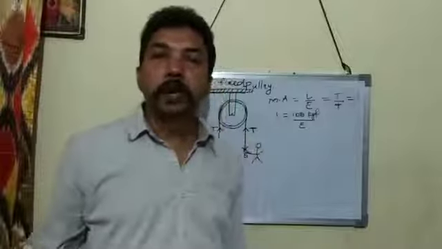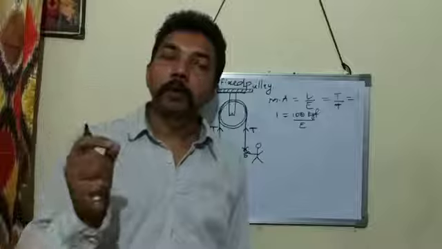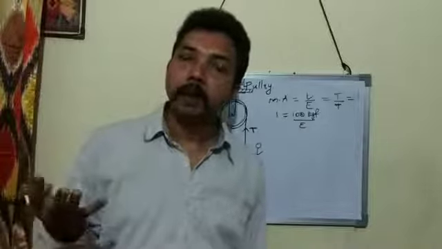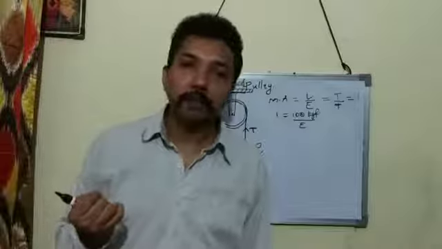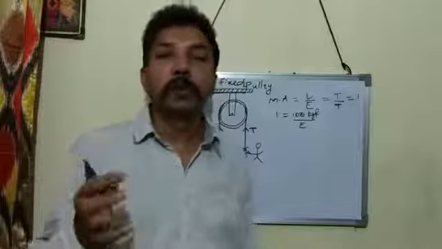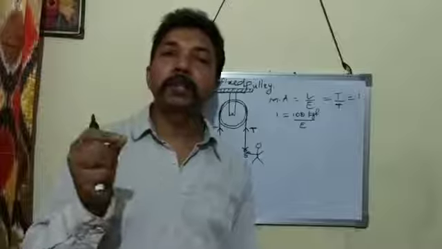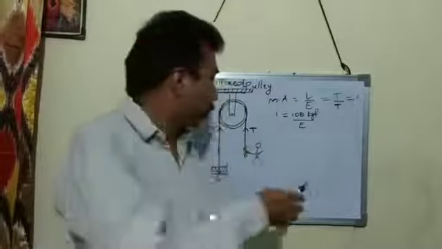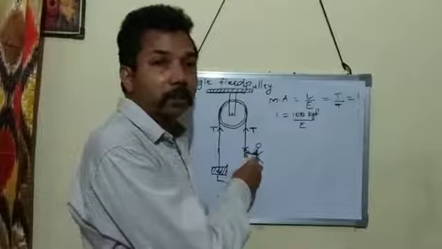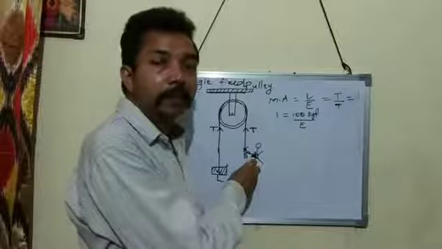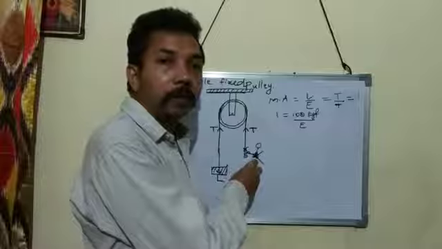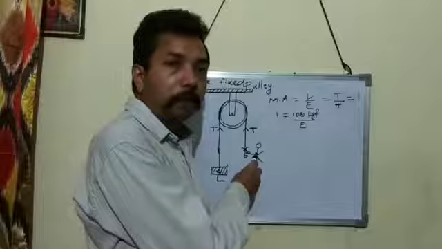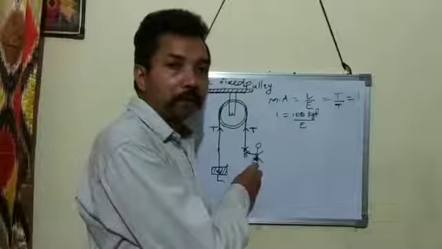If you have to lift a load of 200 kgf by using a single fixed pulley, then you have to apply an effort of 200 kgf. There is no gain in force. But the advantage of using a single fixed pulley is that we can apply the effort in downward direction. This is one of the advantages. It is easier to apply the effort downward.